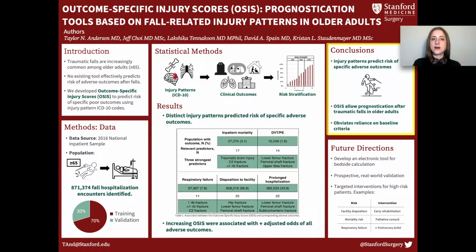In summary, our research demonstrates that injury pattern can be used to predict risk of specific adverse outcomes after traumatic falls in the elderly. This represents a new approach to prognostication and reduces reliance on baseline or pre-hospital data that may not be readily available in the acute traumatic setting.